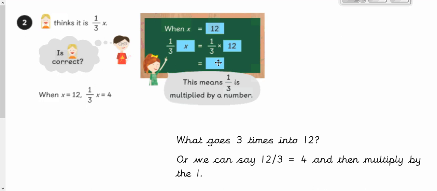Or we can just count up 3 times, so 4, 8, 12, and then you know we've got one of them. Or we can say 12 divided by 3 equals 4, and then multiply by the 1. Whatever way you want to do it, but that works as well. So a third x works as well.